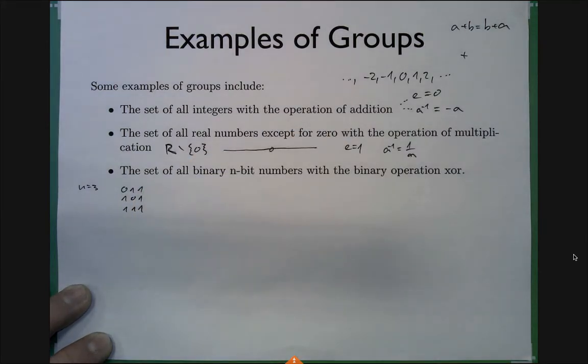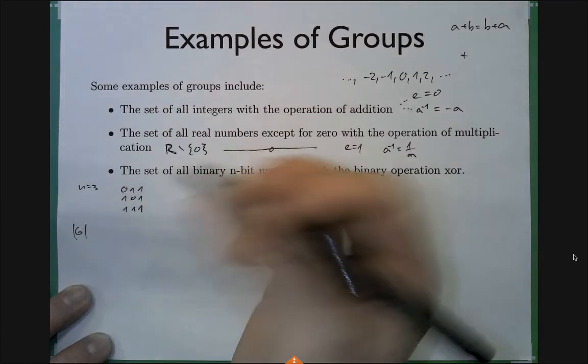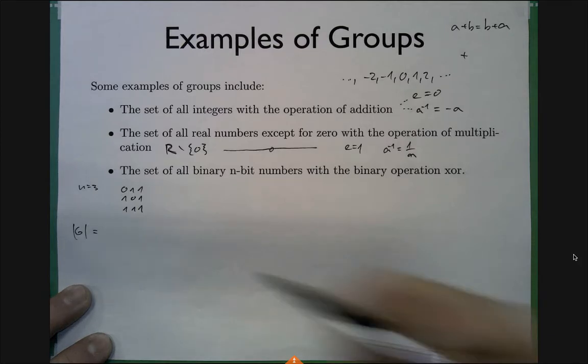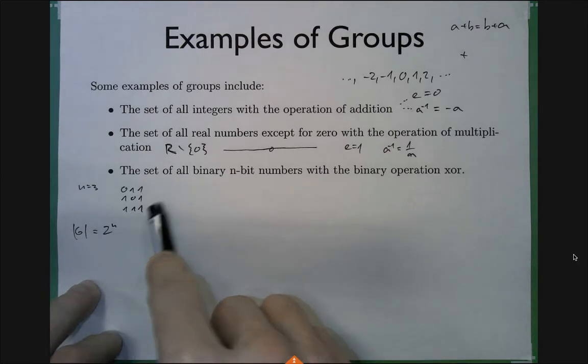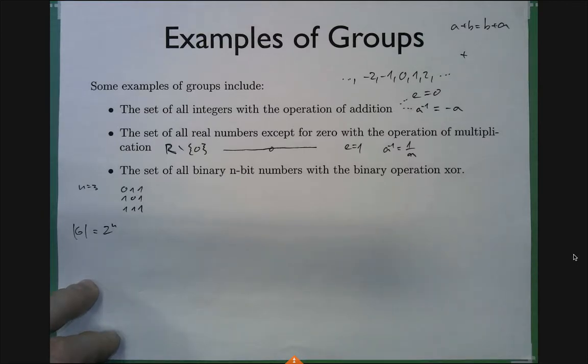How many elements do I have? How many n-bit numbers? What is the size of the group? In this case, it's 8. And if it's n in general, 2 to the n exactly. So how do I define the group multiplication here? Here I say it's the XOR operation.